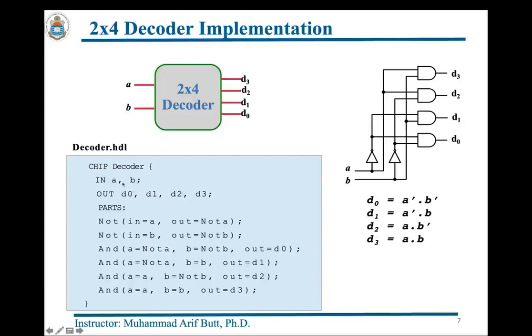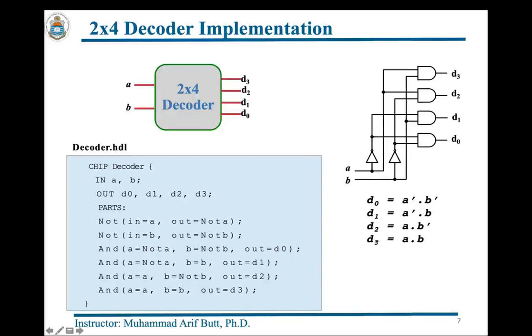The chip interfaces: we have two input pins, A and B, and the outputs D0, D1, D2 and D3. We have 4 outputs, and keeping this in view, D0 is equal to A complement and B complement. You can see I have used 2 NOT gates to get the complement of A and the complement of B, and this AND gate is generating the output D0, in which the first input is NOT of A and the second input is NOT of B.